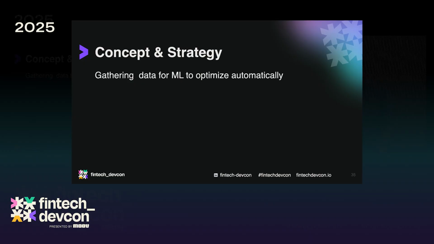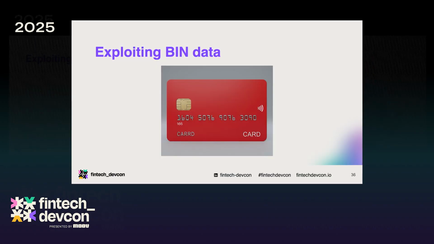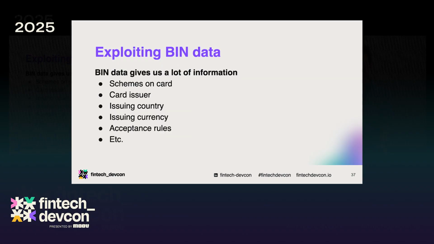So let's talk about gathering all the information we need to build a good model and to have it do good predictions for what the best way of routing our transactions is. I want to bring you back to the BIN data. So the BIN on the card really gives us a lot of interesting information that we can use, right? There are the schemes, the card issuer, issuing country, and so on. There might be different rules for specific schemes on there as well. So if we keep this in mind, we at least already know all the possibilities of acquirers and schemes that we can route over. So that's one thing.